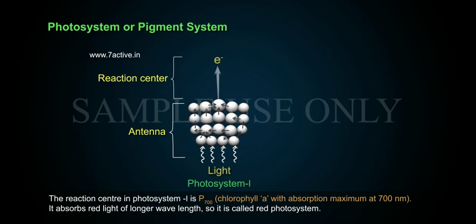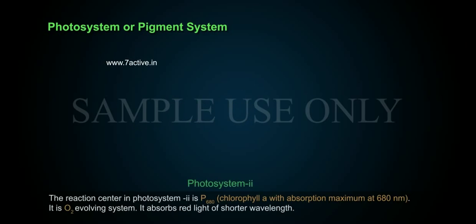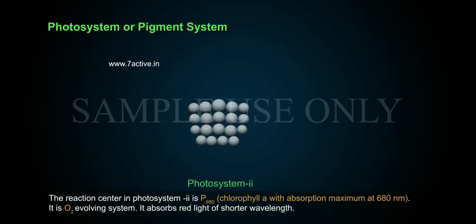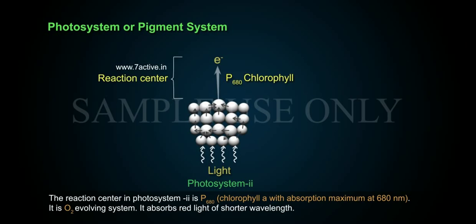The reaction center in photosystem 1 is P700, chlorophyll A, with absorption maximum at 700 nanometers. It absorbs red light of longer wavelength, so it is called red photosystem. The reaction center in photosystem 2 is P680, chlorophyll A, with absorption maximum at 680 nanometers. It is the O2 evolving system. It absorbs red light of shorter wavelength.